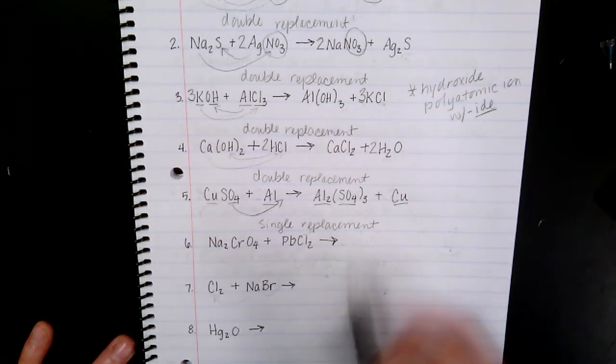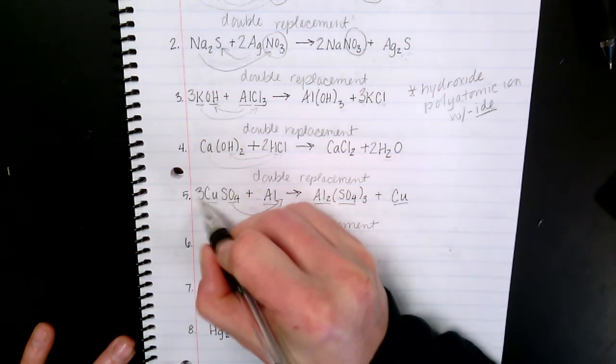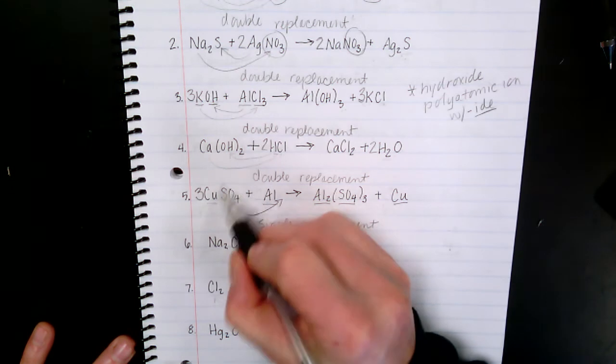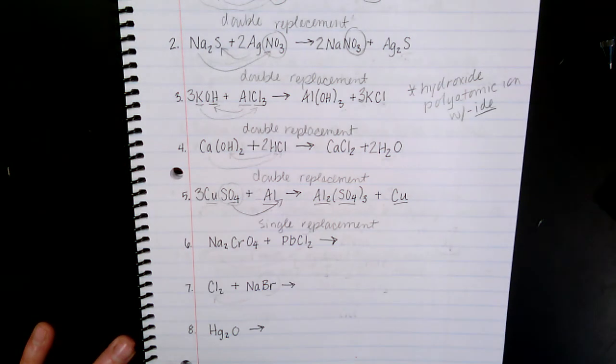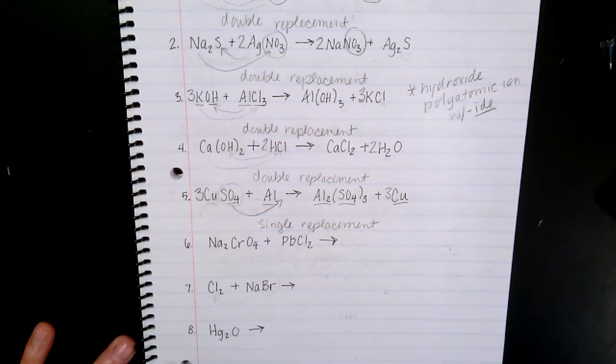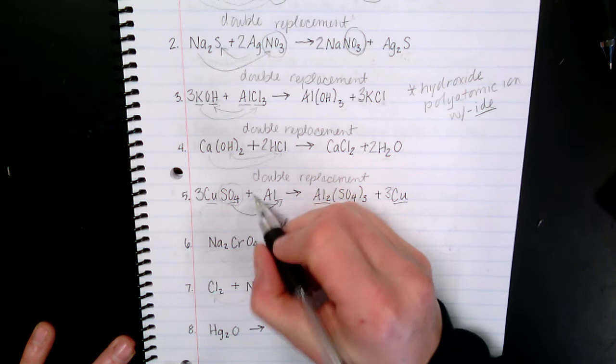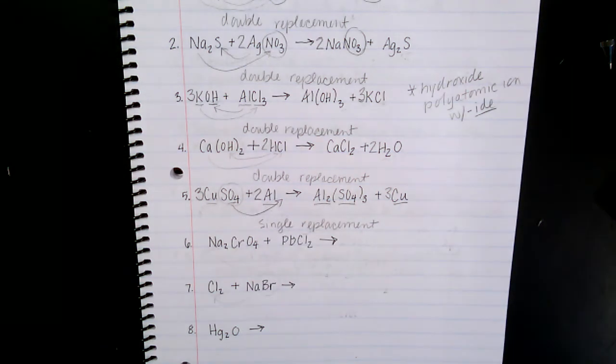All right, so to see if it's balanced, we have 3 sulfates over here, and we only have 1 over here. So we're going to put a 3. And remember, sulfate's just SO4. We count it like it's one thing. All right, that changed our number of copper to 3, so we're going to put a 3 in front of this. And now aluminum, we have 2 here. We only have 1 here, so we're going to put a 2 there.